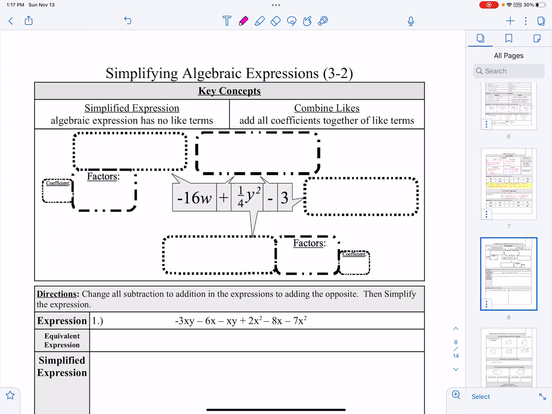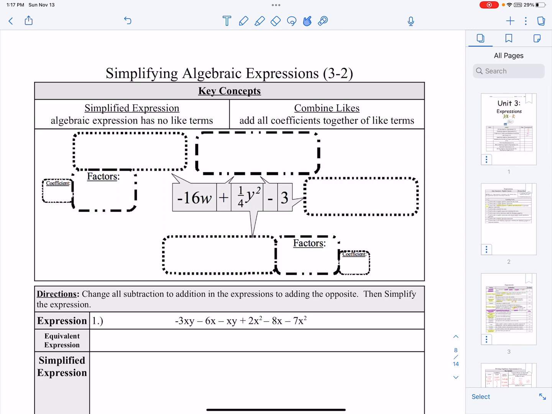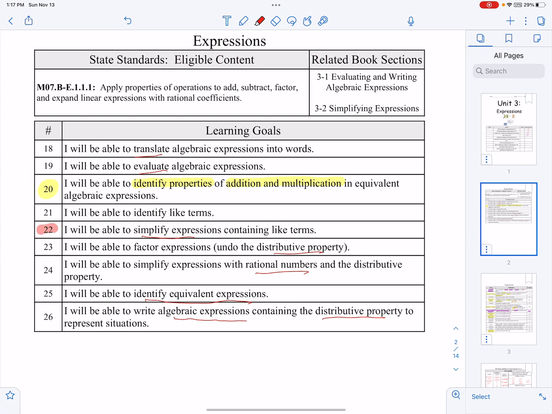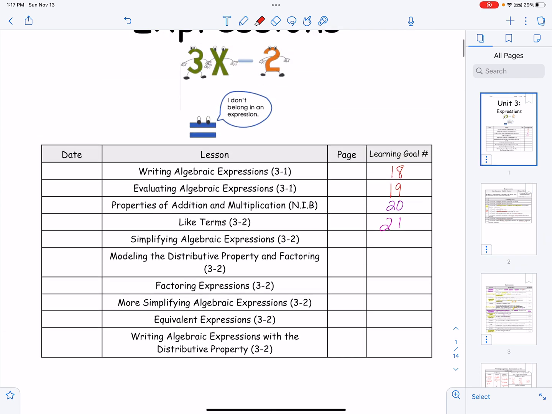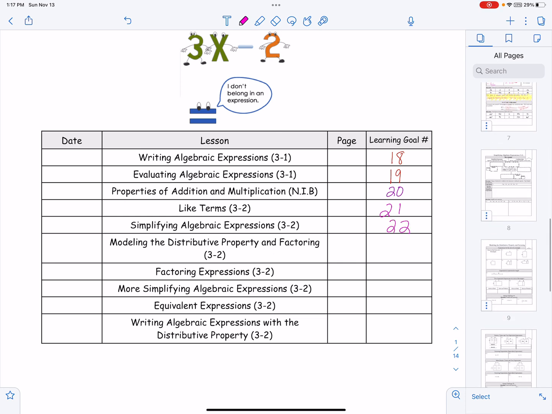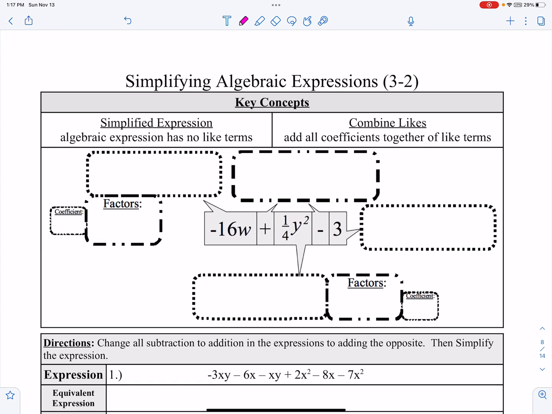All right, we are on our next lesson, which is simplifying algebraic expressions, 3-2. Let's go ahead and I'll use the page sorter and get up to the top here. We are looking at learning goal 22: I'm able to simplify expressions containing like terms. So let's fill out 22 into our table of contents and put your date, and then we can scroll down to today's lesson. All right, goodbye page sorter, and here we go.